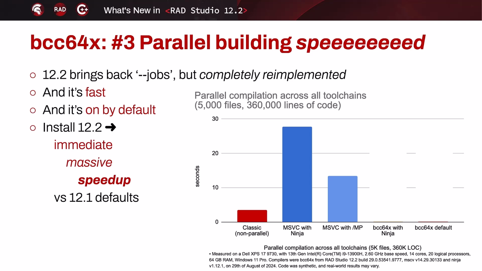Now let's look at our new compiler, BCC64X. First, let's look with Ninja. It's faster than Microsoft Visual C++, which is unexpected. We don't currently know why that is, and maybe it's just this codebase. But it's already looking pretty good.